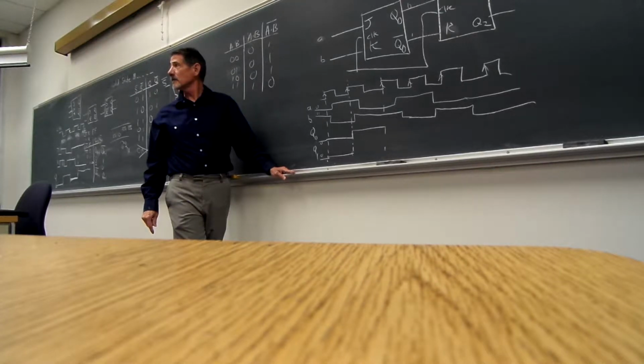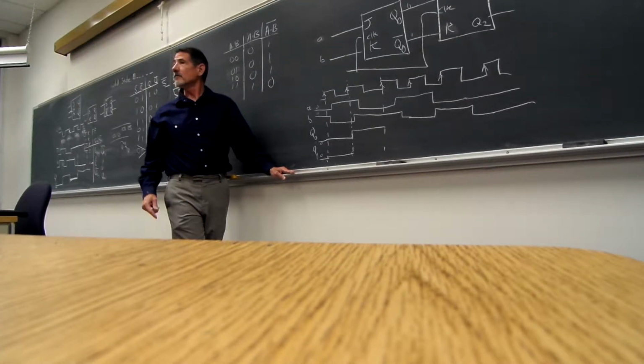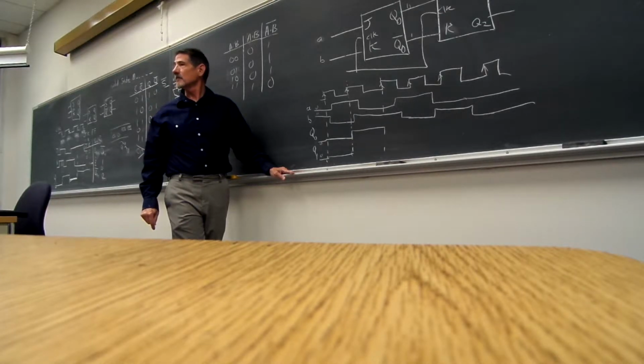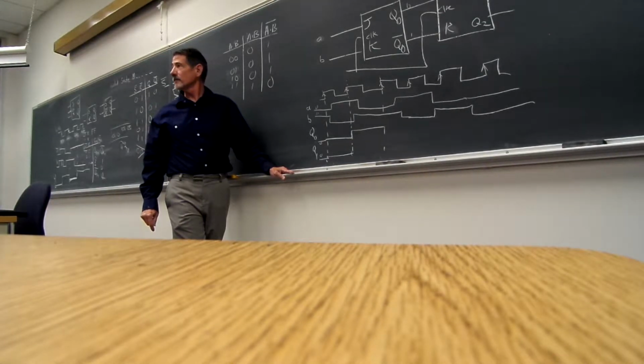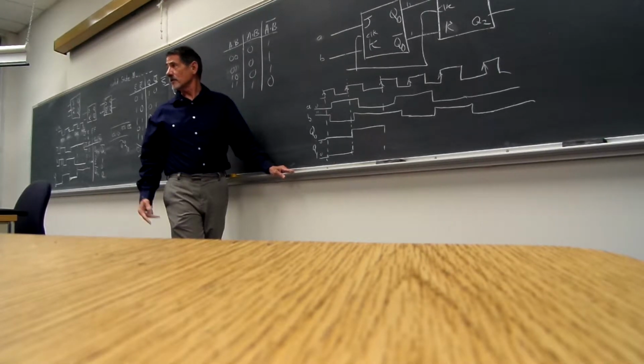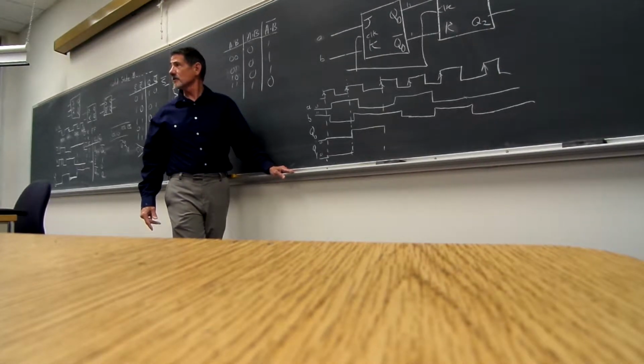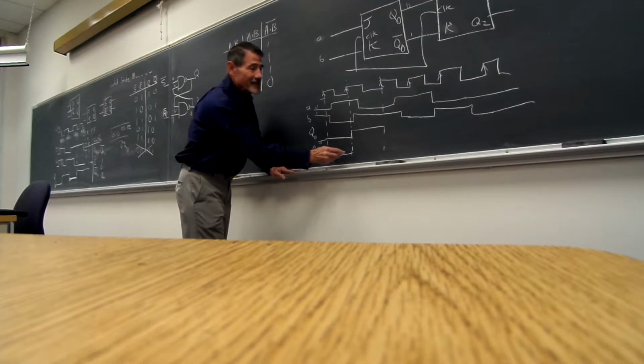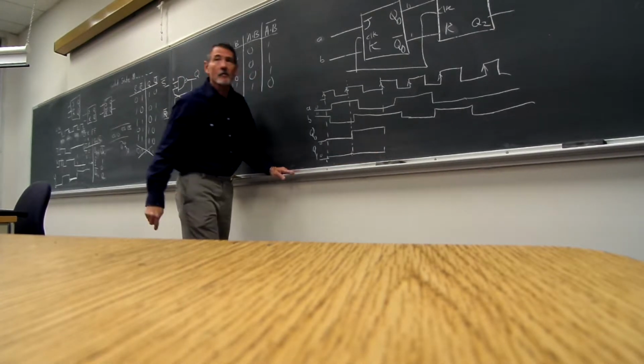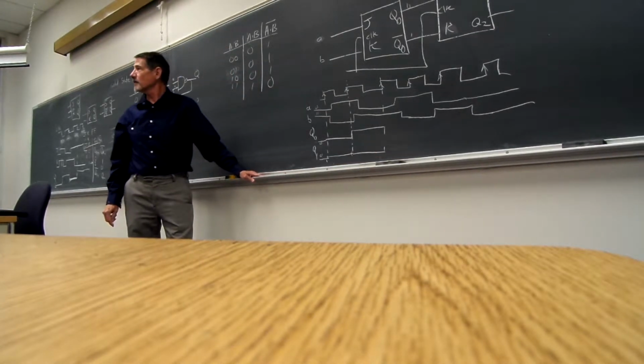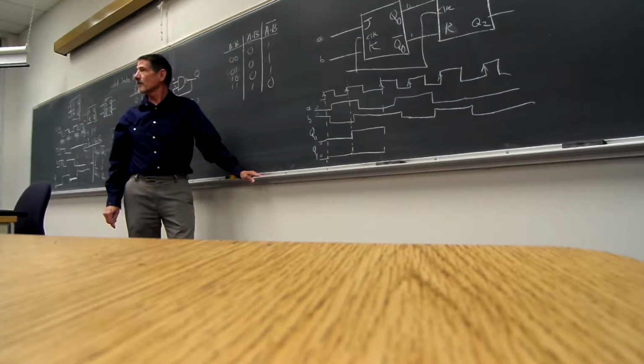K is a 1. What's it going to do? Reset. That means take it to a 0. But it already was a 0, right? So does it change? No. It stays 0, and we keep that going out like that. Everybody okay? Can you go over that again, please?